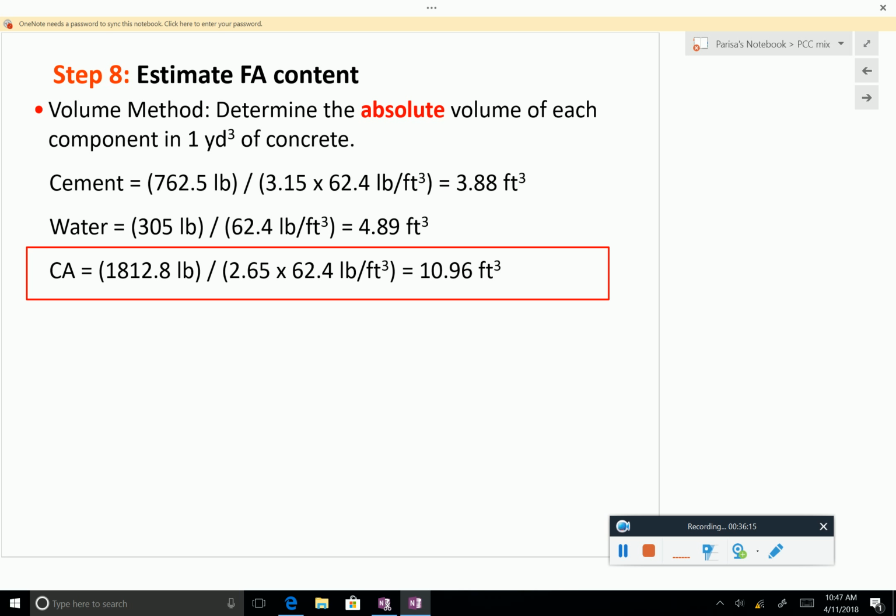The weight, we have the density, and we know that specific gravity is based on absolute volume. And why I'm using here SSD weight for coarse aggregate, because what you are given in your problem, if you look at what you have from your job title, is SSD bulk specific gravity.